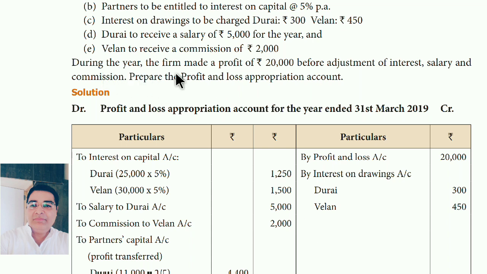Now during the year, the firm made a profit of rupees 20,000. So where do we have to write the profit? Very good, students. We have to write the profit on the credit side. So profit and interest on drawings only we write on the credit side. All other items we write on the debit side. Understand?